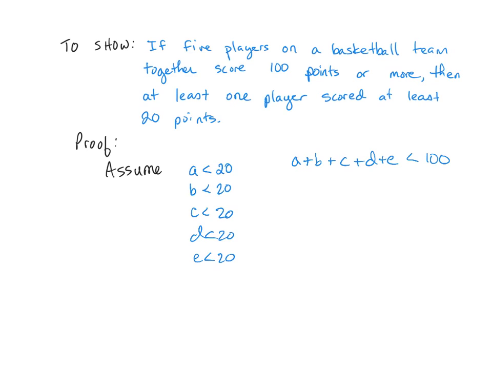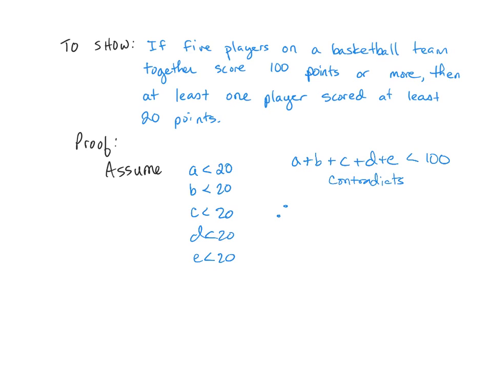But this contradicts the first part of the statement where we know that the 5 players together scored 100 points or more. So therefore, at least one of those players had to have scored 20 points. So here's our contradiction. This contradicts the given information, which is that together they scored 100 points.